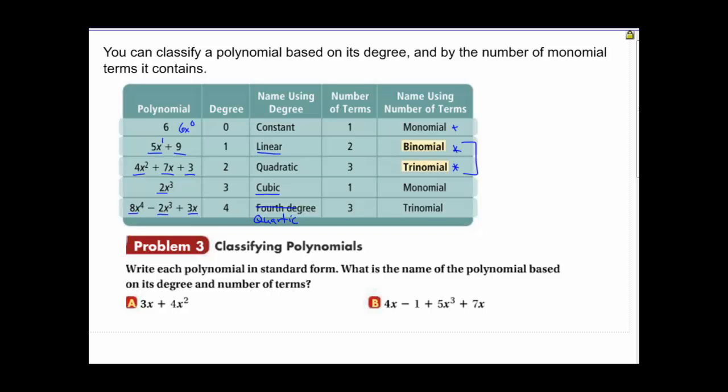And then one more we need to look at is if I had 5x to the 5th power minus 2x plus 1.